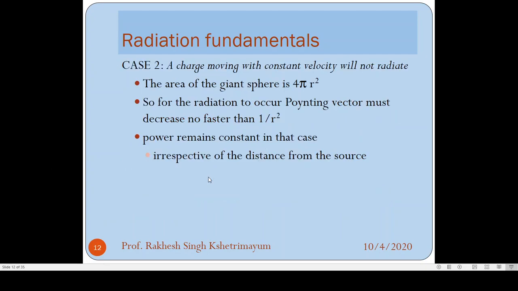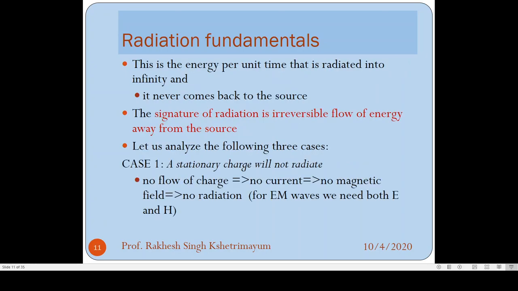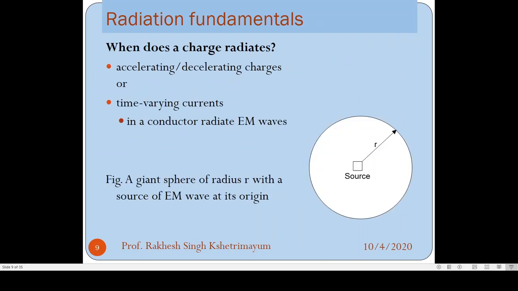In the second case, we'll consider the charge started moving, but now the charge is moving with constant velocity. And we'll see that in this case also there won't be any radiation which would be able to produce electromagnetic waves. In order to understand this clearly, let us consider a source as the origin, and consider a giant sphere enclosing this source, and the radius of this giant sphere is r.